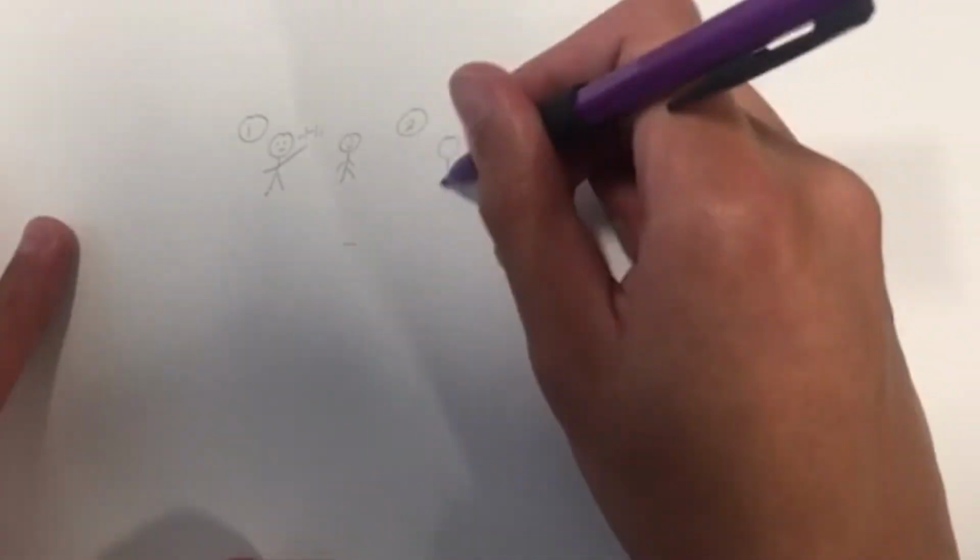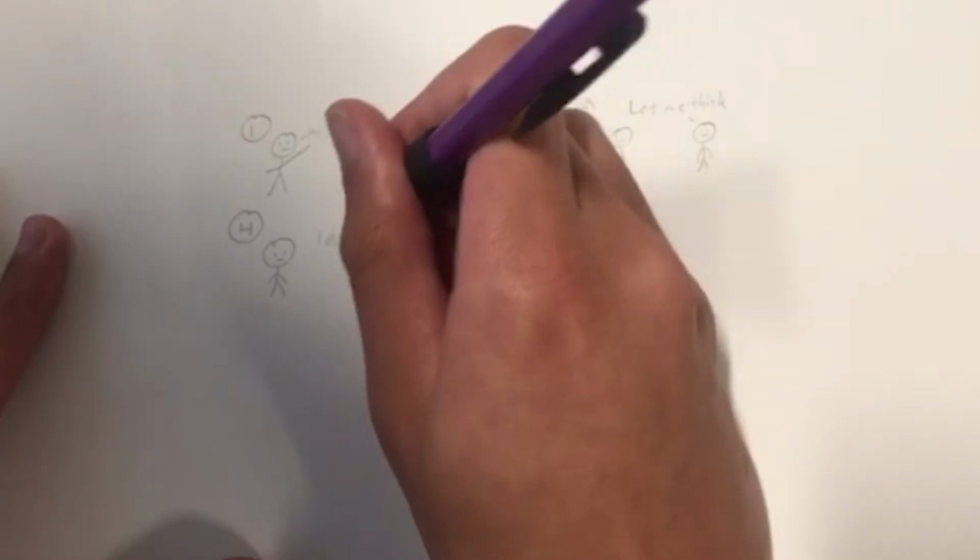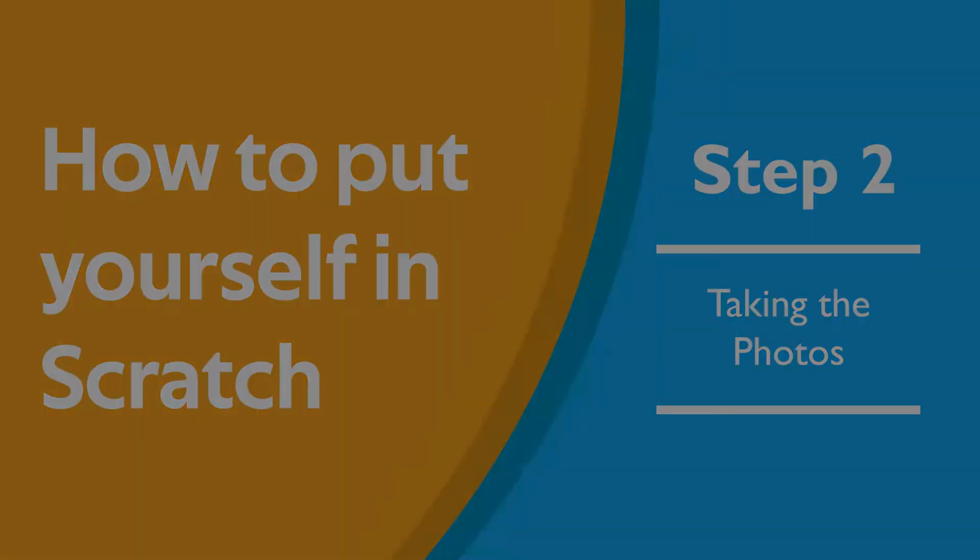First, you're going to want to create a storyboard for your project, like this one, so you know what pictures you'll need to take. You can do this with a piece of paper and a pencil. For each scene, write what pose you want your character to do. Now that we have a plan, it's time to take our photos.